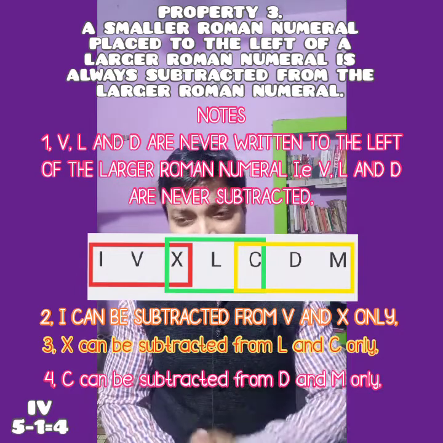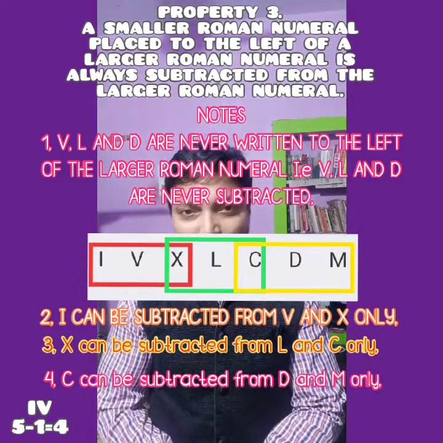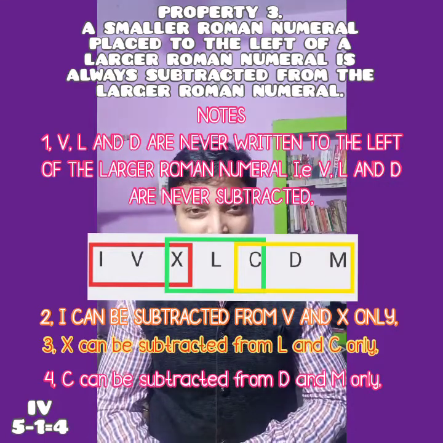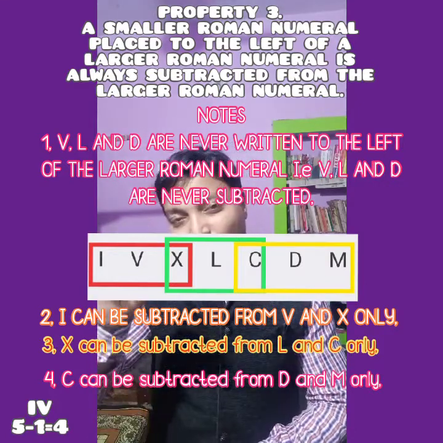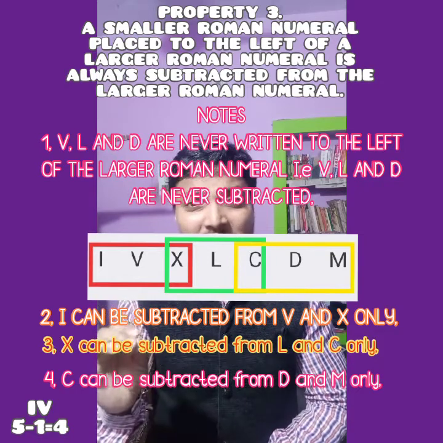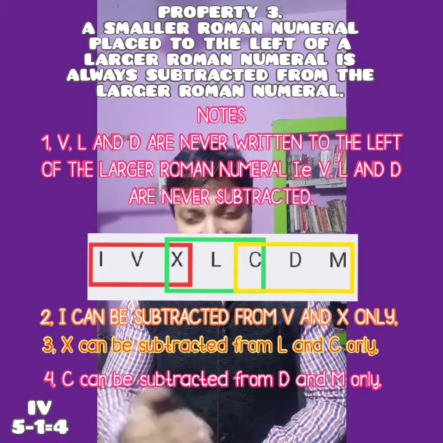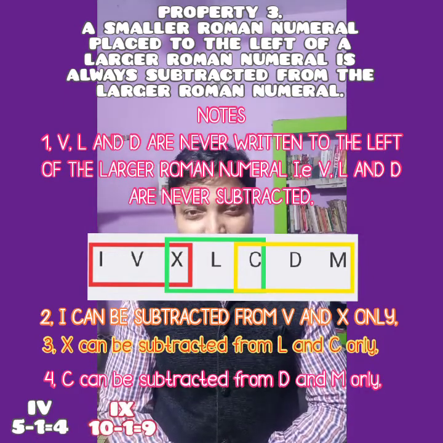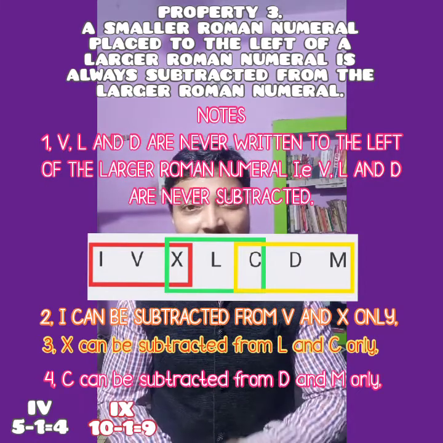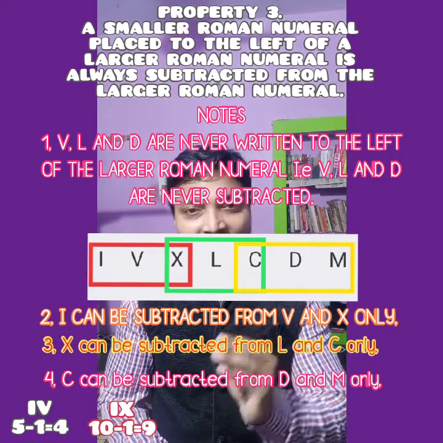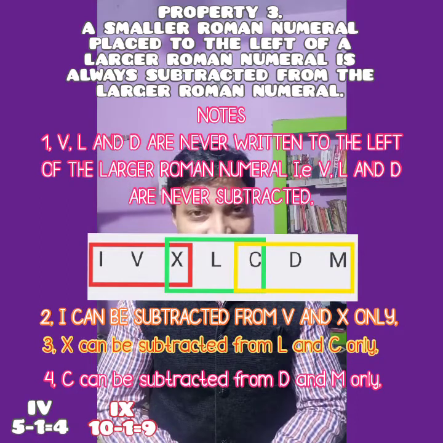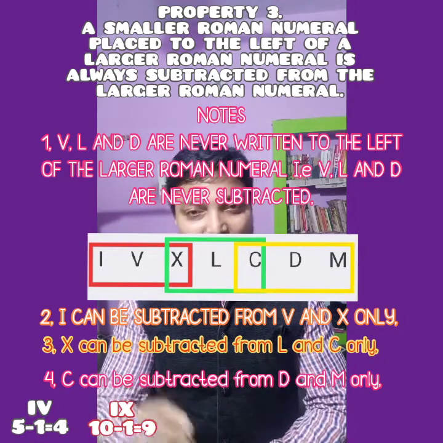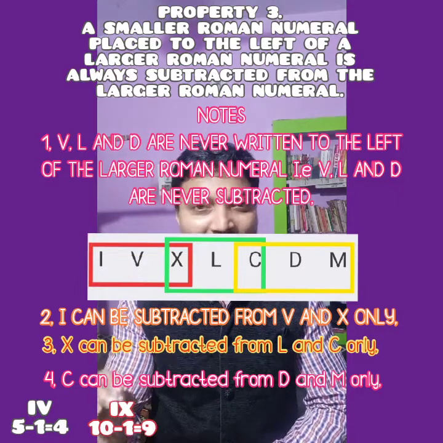IV. So I is written on the left side of the V, so I means 1 is written to the left side of 5. So from the 5, 1 is to be subtracted, which gives us 4. Another example I am showing, IX. So I means 1, X means 10. Here I, the smallest numeral, is written to the left side of the X, meaning 10. So I means 1 is to be subtracted from 10. So 10 minus 1 is equal to 9.